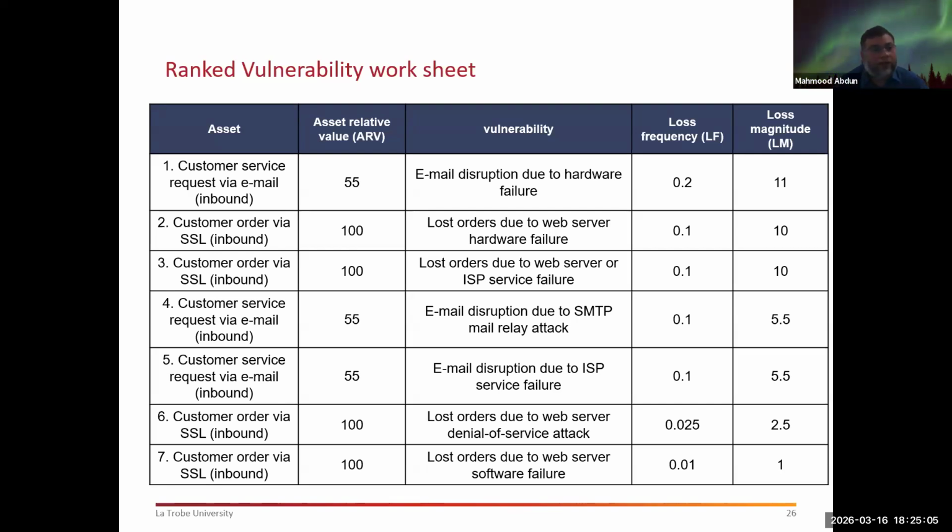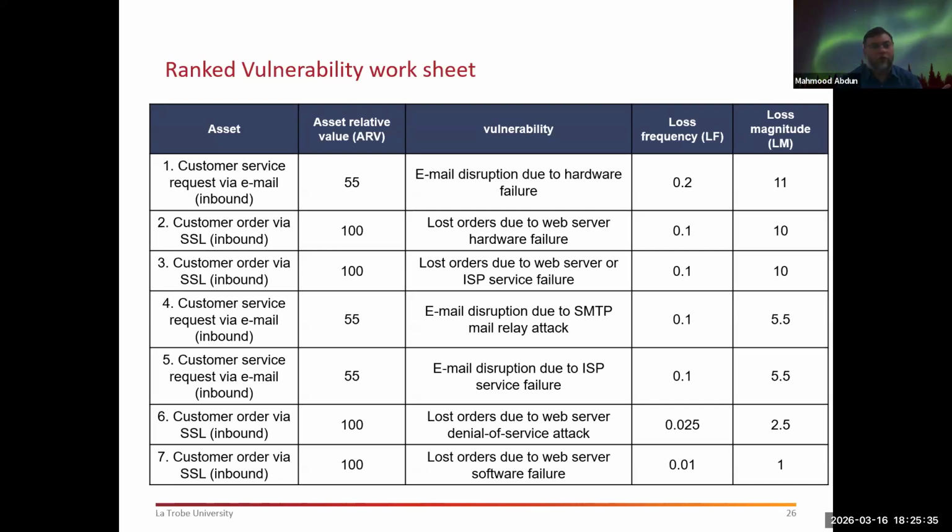Okay, so for the next step, this is what they do. They put the asset relative values. They put the loss frequency, loss magnitude. Now you might ask, where do you get these values? Of course, this is not an exact science. It is for insurance companies because they have to do it all the time, like actuaries, I think they're called, and they are paid a lot of money to do this. But of course, there's a science behind it.